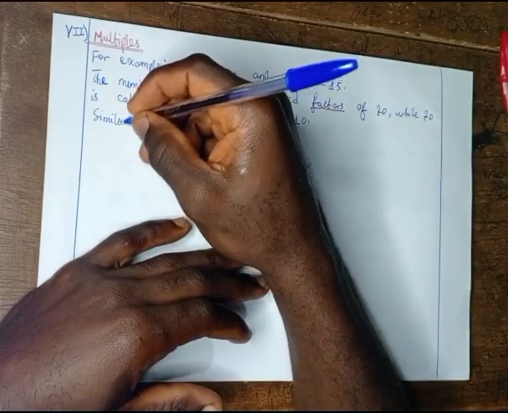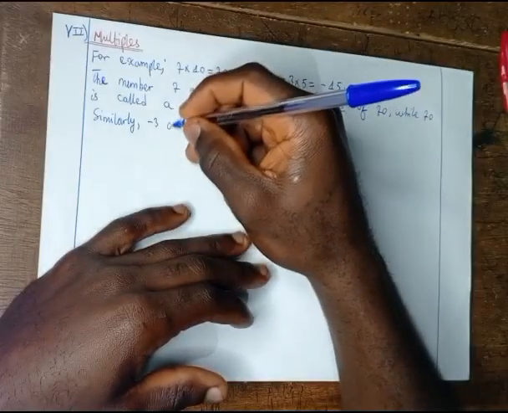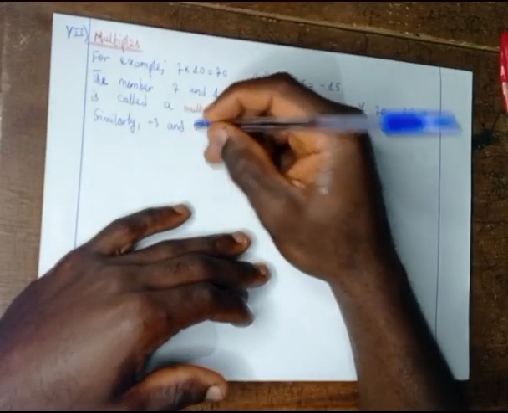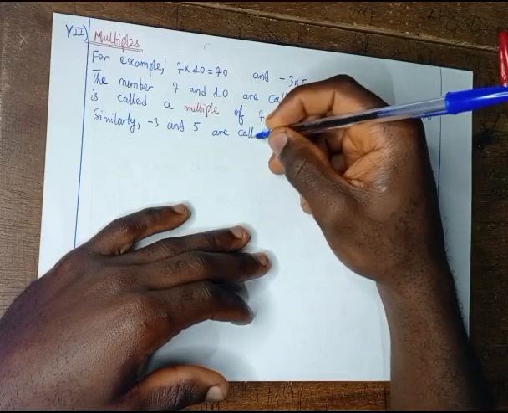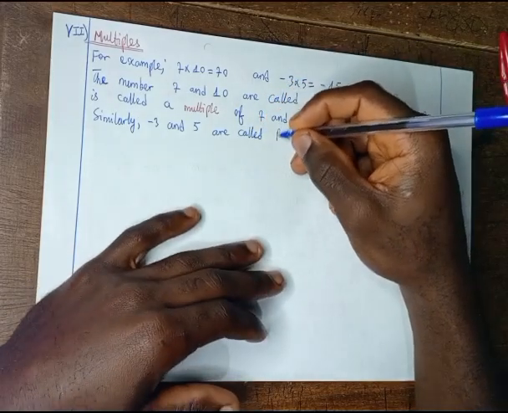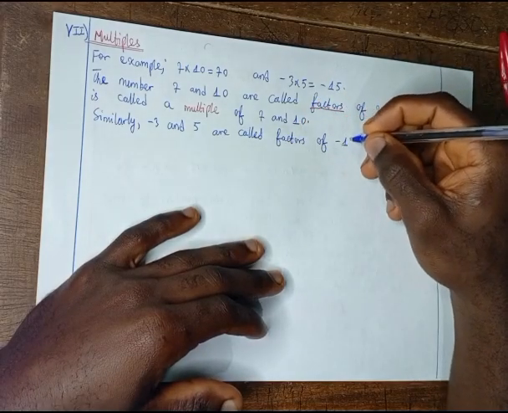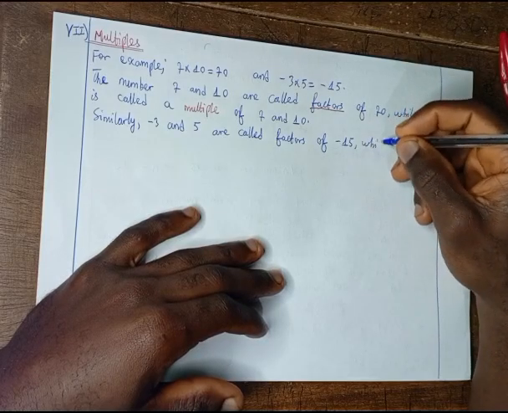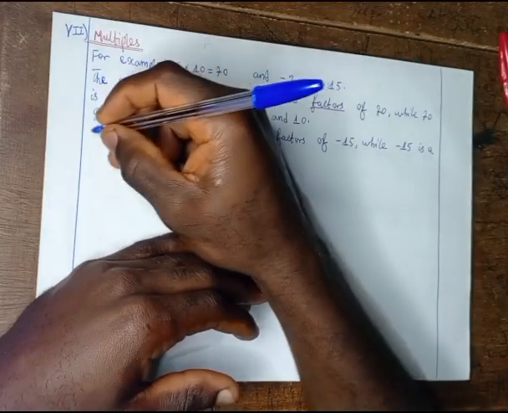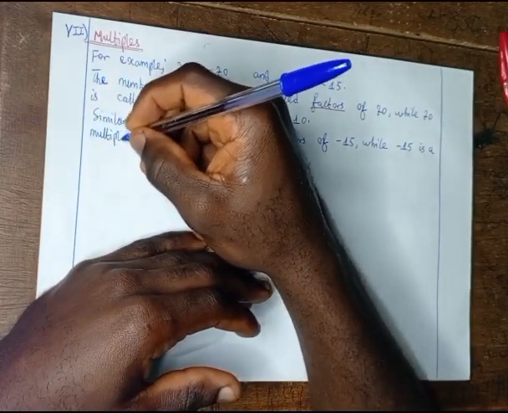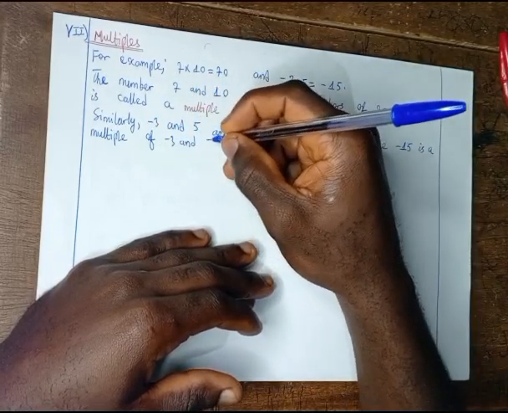Similarly, negative 3 and 5 are called factors of negative 15, while negative 15 is a multiple of negative 3 and 5.